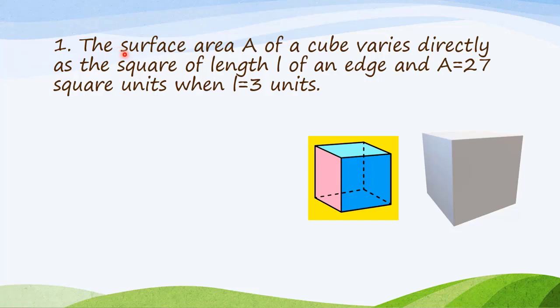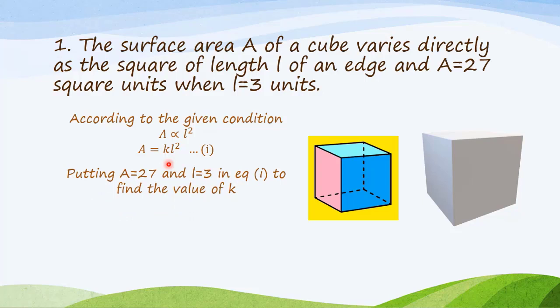Our statement says the surface area of a cube varies directly as the square of length. So writing it in the mathematical form, we have area is directly proportional to length square. Replacing the sign of proportionality, we get K. So area is equal to K L square. We call this equation 1.